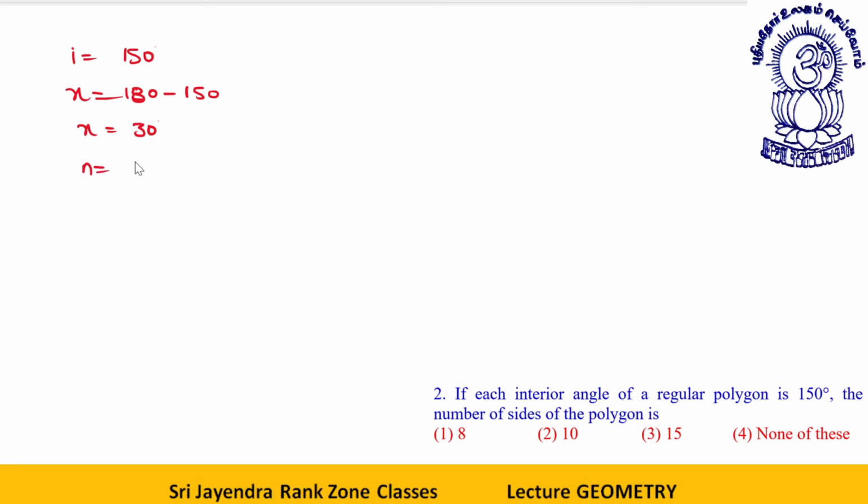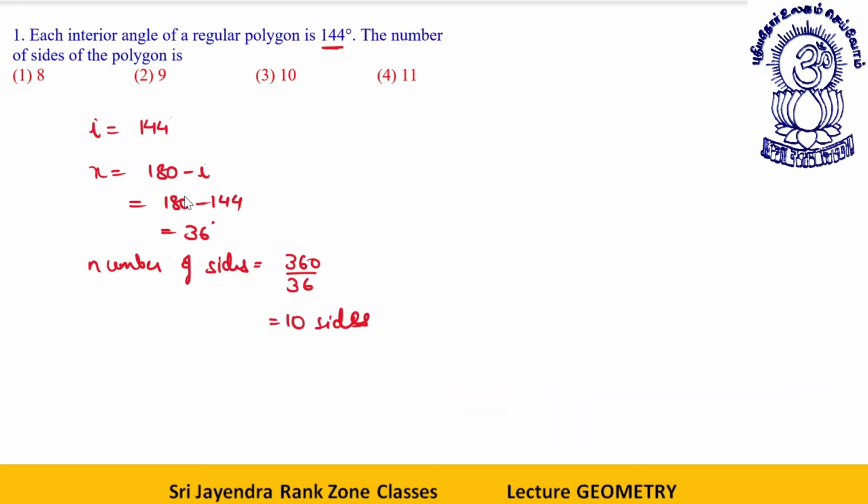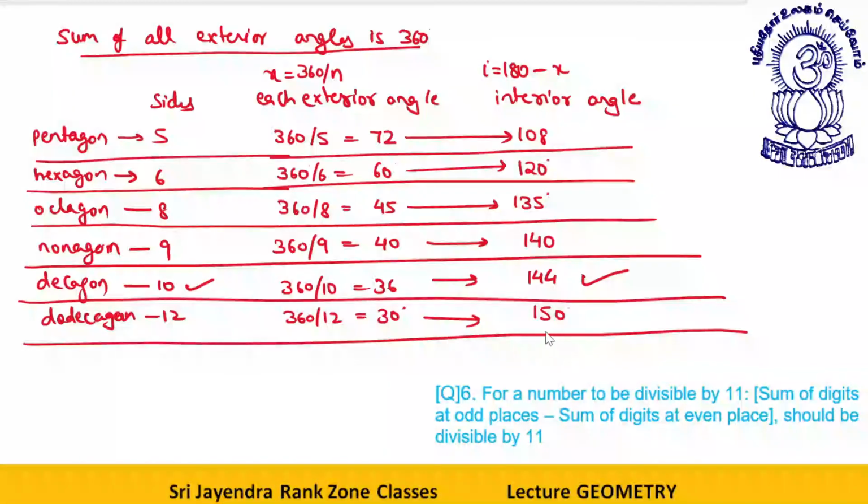So the number of sides will be what? 360 divided by x, that is 360 degrees divided by 30. That will be 12 sides. We very well know it. 150 degrees gives me 12 sides. Okay.